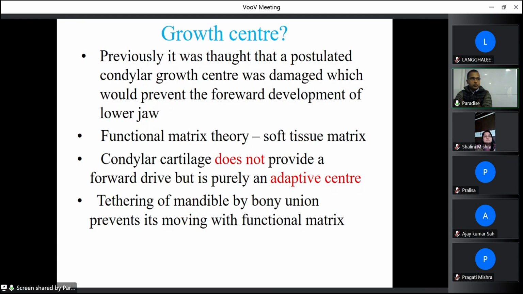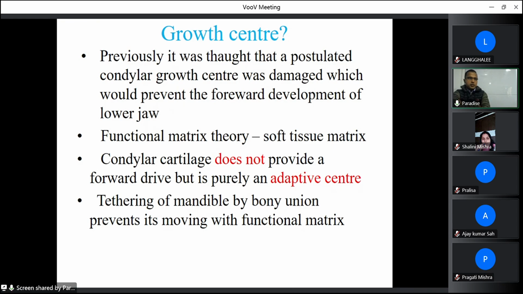So if you see the bone formation, it takes place by two processes. One is membranous bone formation, one is endochondral bone formation. In the condyle, there is formation of endochondral bone. So first the cartilage is laid down. After that, the cartilage is replaced by bone.